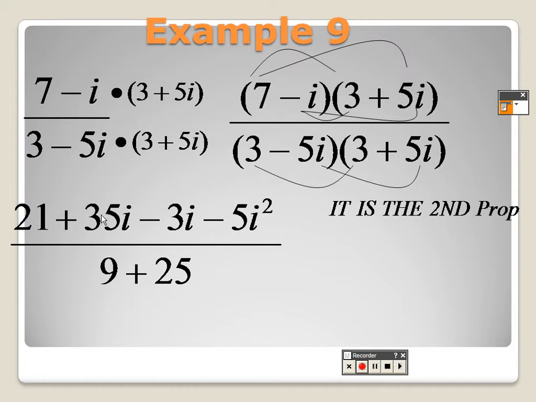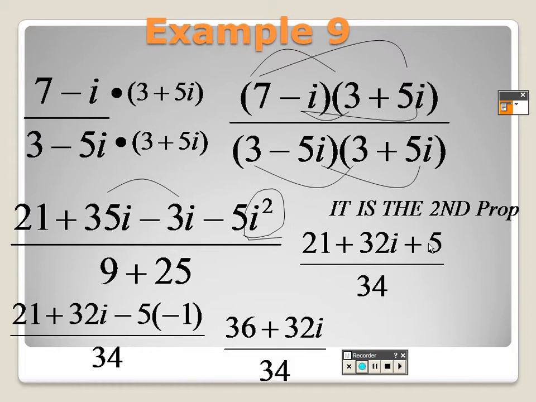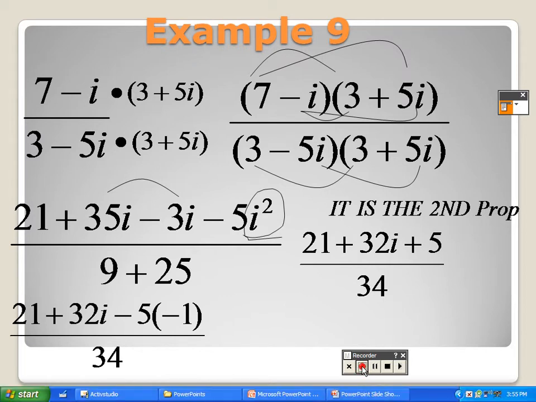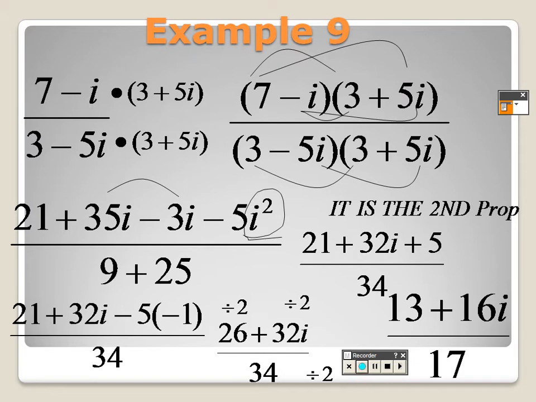So we combine like terms. 35 minus 3 is 32i on top, and that i squared actually becomes a negative 1. Negative 1 times negative 5 is positive 5. 21 plus 5 is 26, not a 36. It's a 26, not a 36. Okay, so 26 plus 32i, you can divide a 2 out of all those numbers to simplify. So we take that 2 out, and it's actually 13 plus 16i over 17 as your answer.